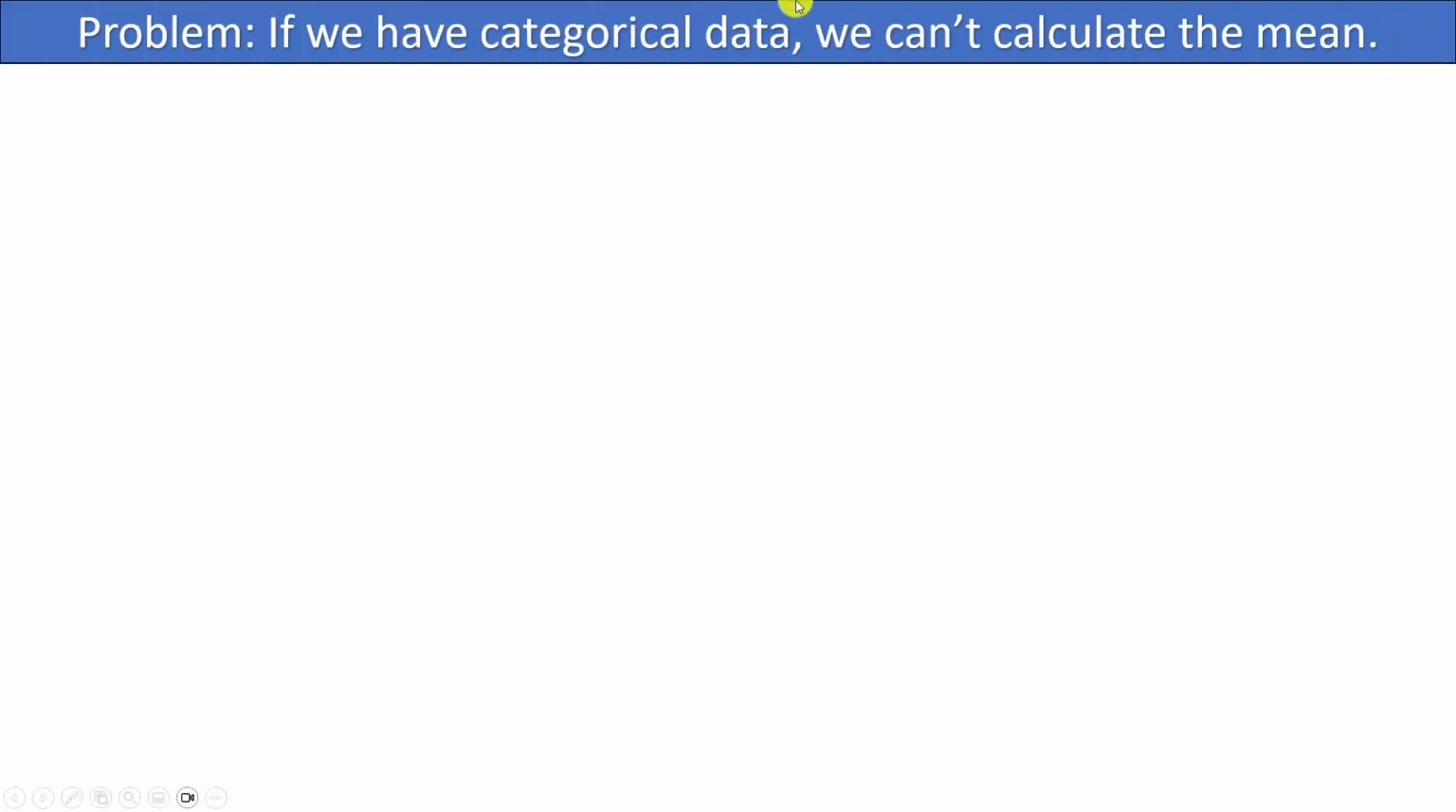Now, in the last video, we talked about how to construct a confidence interval to estimate the population mean. But the only way you can calculate the mean is if you have quantitative data. If you have categorical data, we can't calculate the mean.